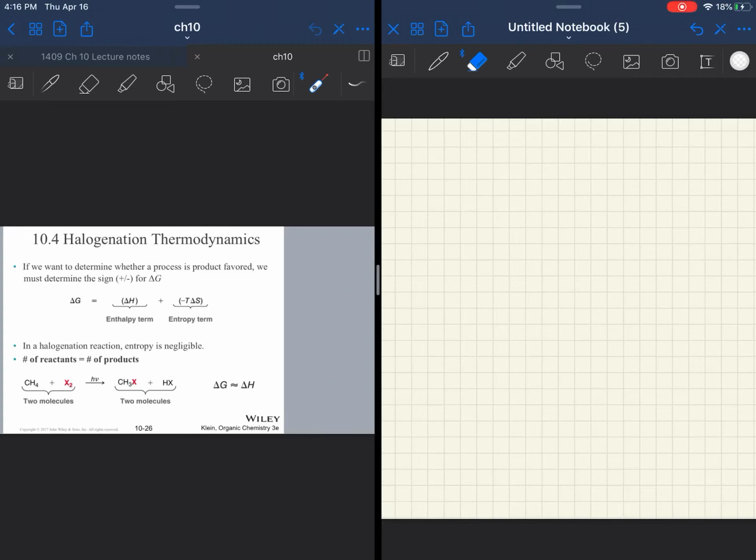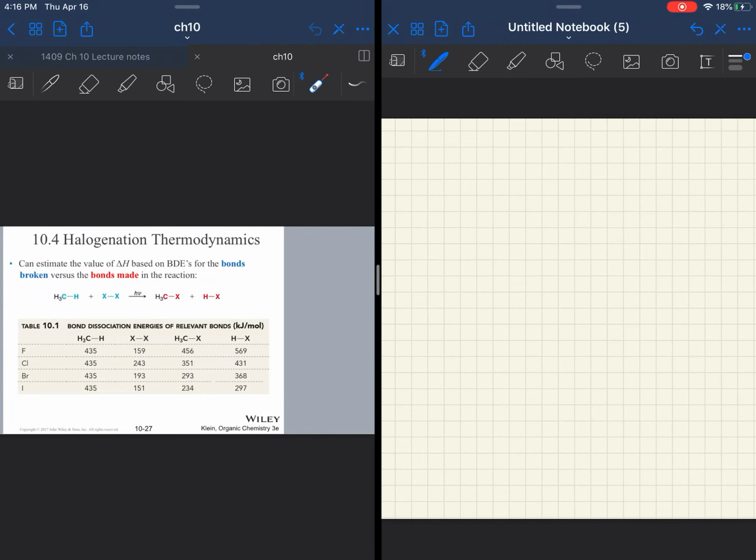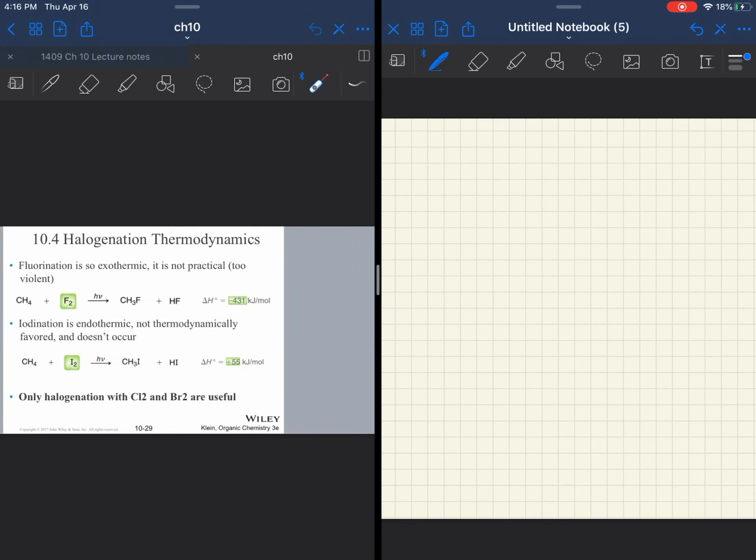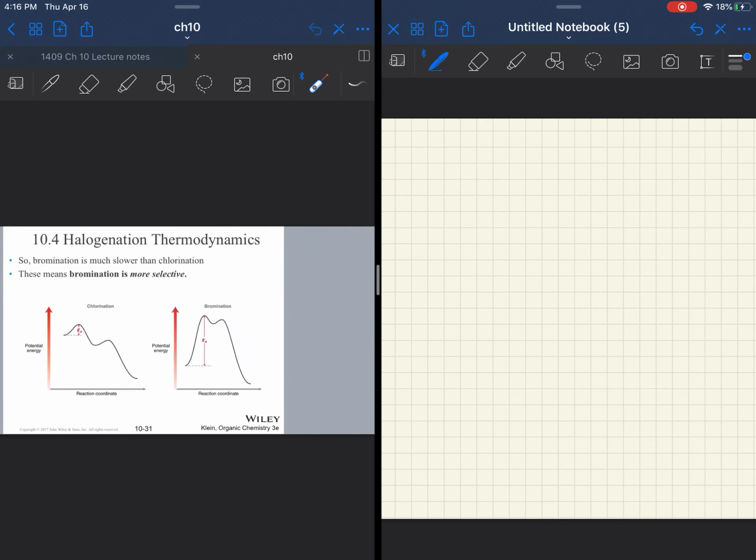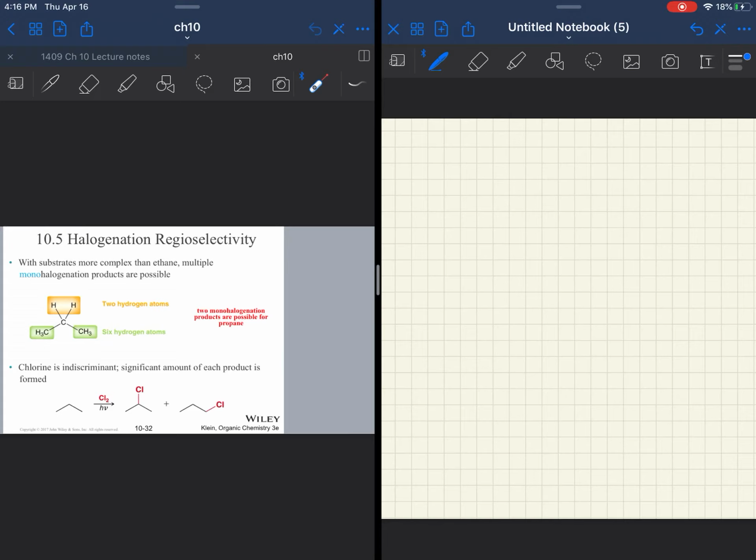Okay, we're in chapter 10. This is part 2. We've gone through the mechanism of our free radical halogenation, and now we're going to talk a little bit about selectivity and bromination. Halogenation, thermodynamics, and kinetics are important for figuring out mechanism. We are not going to focus on this section, so I am going to just slide us through section 4. What I do want to talk about, however, is section 5 with regioselectivity.